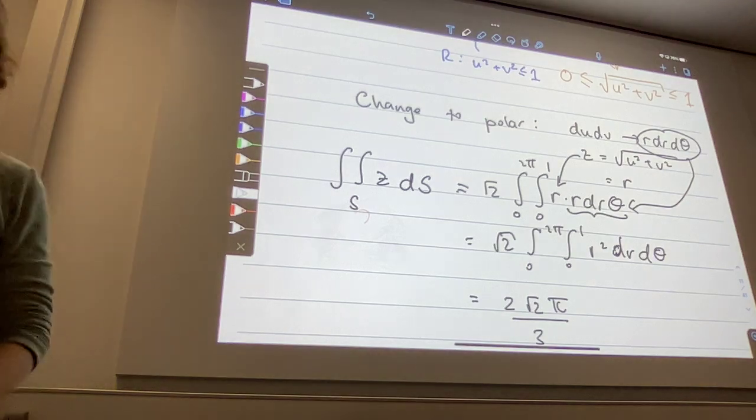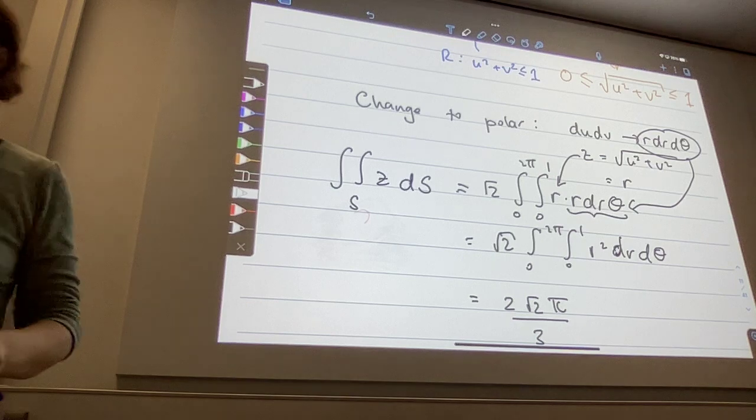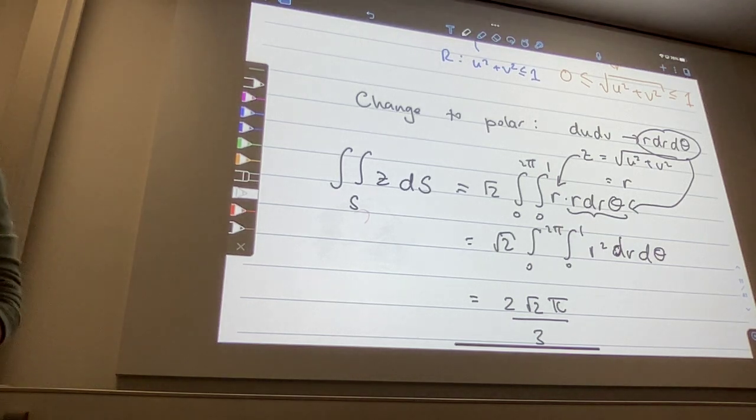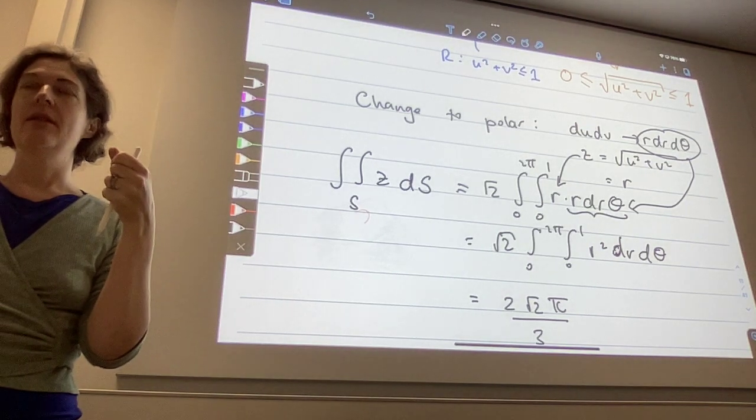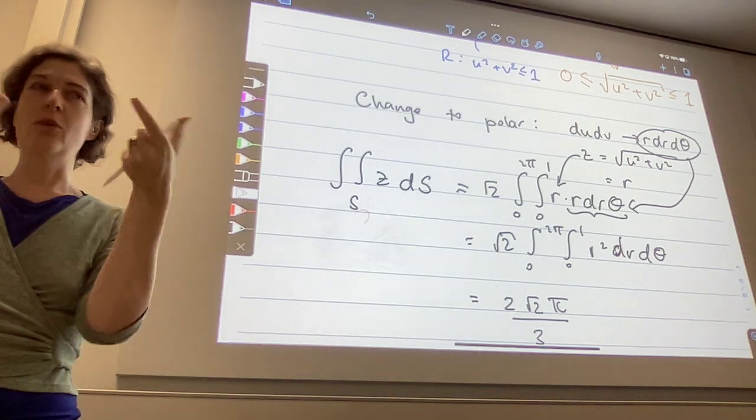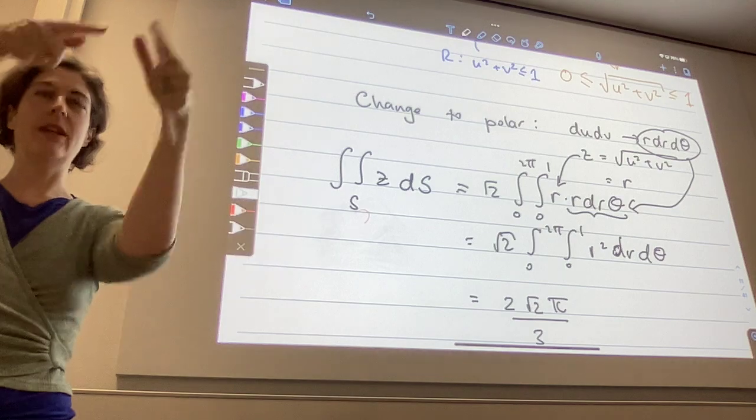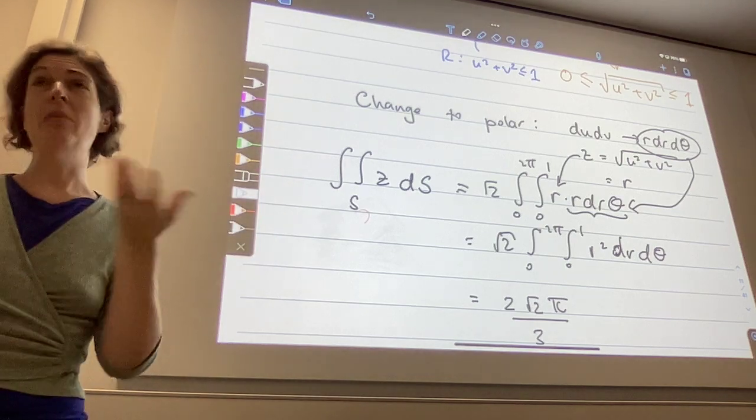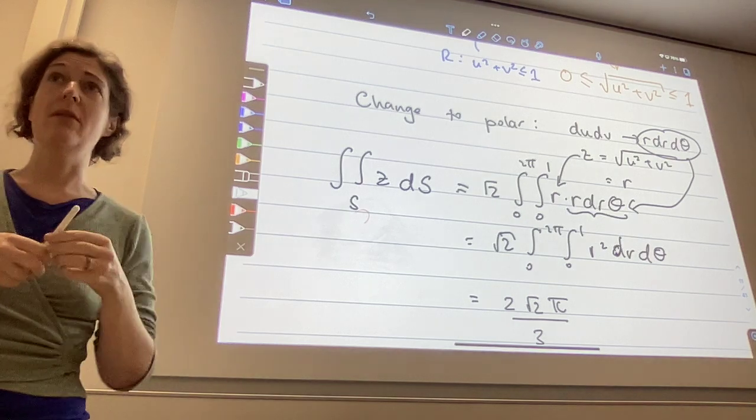Depending on the region, you might be able to get a lot of different limits. So any limits work so long as it's okay with the region. Your limits are determined by your parameterization. So you work with your parameterization to say, okay, what are the limits of my parameters that I need in order to get exactly the surface that I want? But you might have different ways of doing it. We've seen that with curves as well, so it'll be the same here.